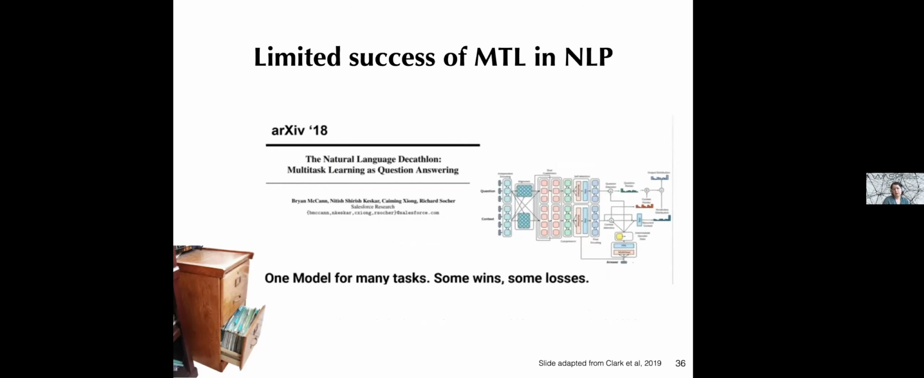This has since been extended, if you look at other approaches like the Decathlon paper, where they essentially cast everything as a question answering problem. If you look at that paper, you also see, okay, now we have one model for many tasks. Sometimes it wins, sometimes it loses. So it's not always clear that going this way is very helpful. So there is a lot more to be done in understanding the limits of MTL, for instance, in NLP.